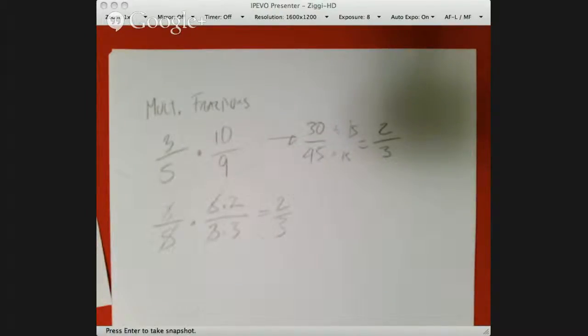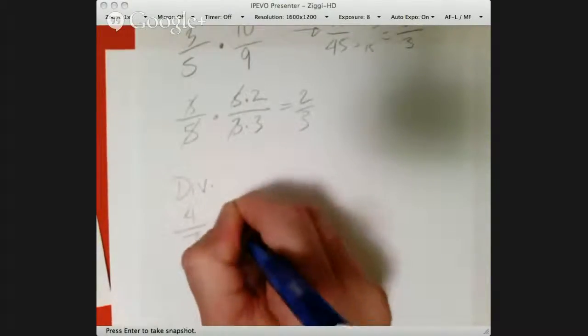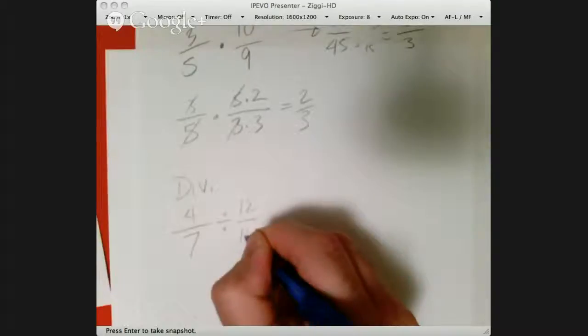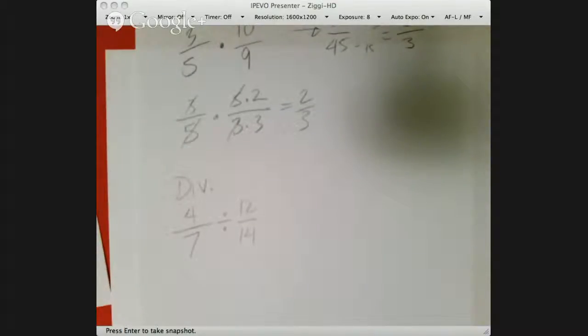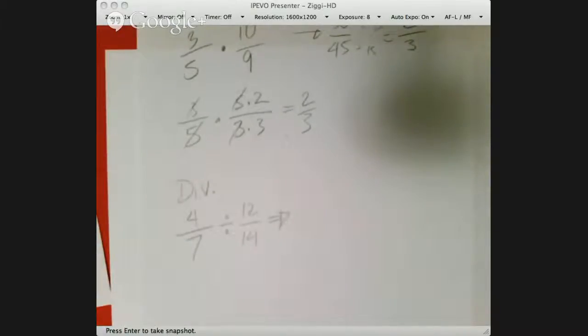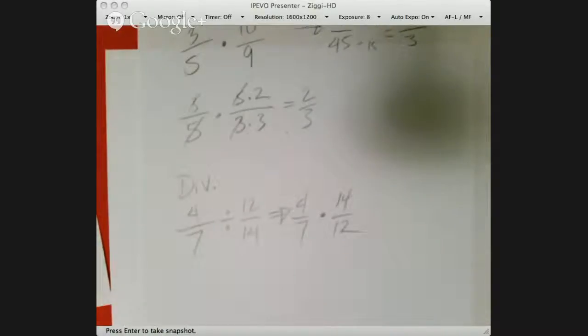Now dividing, same general idea. It's just that when you do dividing fractions, if I start with, let's go 4/7 divided by 12/14. All I have to remember with something like this is that when I divide, I'm going to be multiplying by the reciprocal of the second fraction. So I have to set it up as a multiplication problem before I actually go into canceling out of stuff. So if I'm going to do that, that means that I have to rewrite this as 4/7 times 14 over 12. Not that big of a deal.